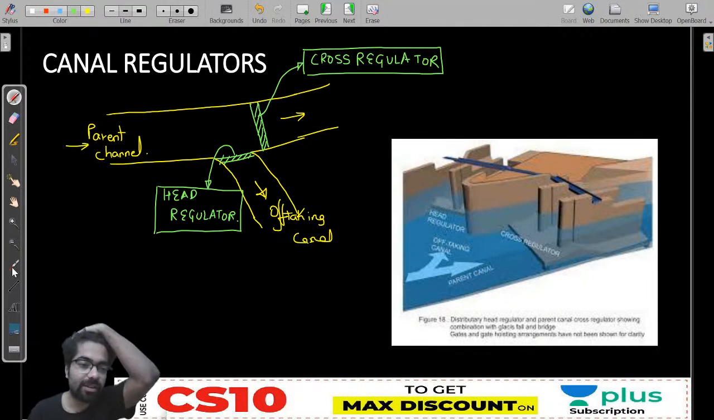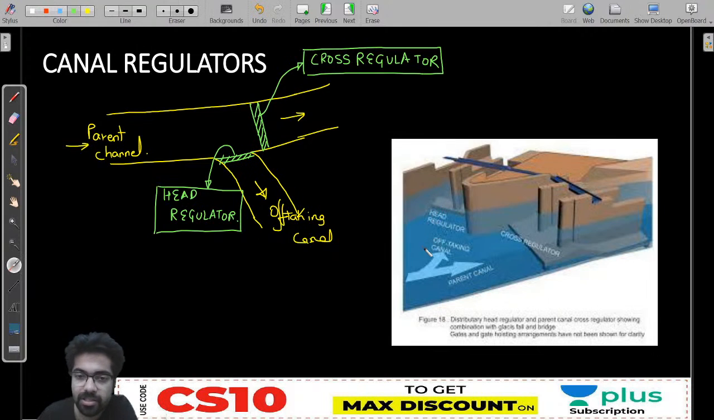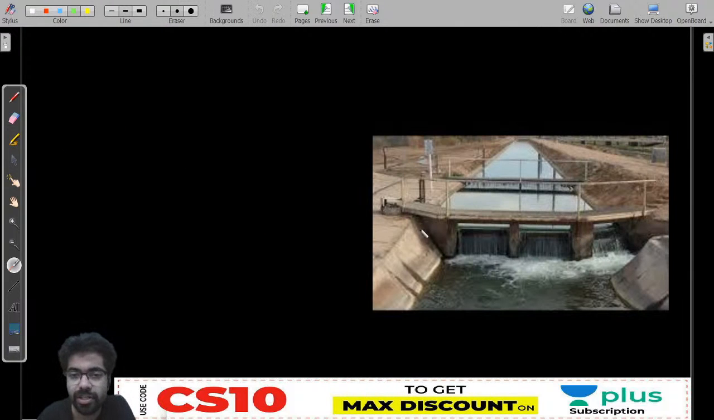Now you all can also see the diagram. This is your main river, and this is your canal which is off taking from here. This structure is your head regulator, and this structure which is constructed here is your cross regulator. In actual it is like this.